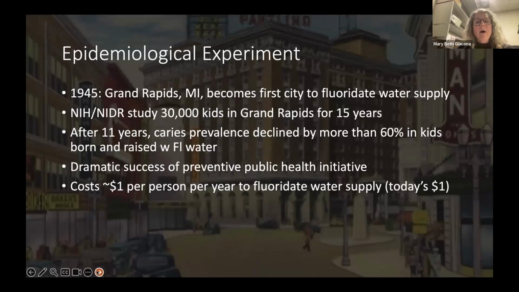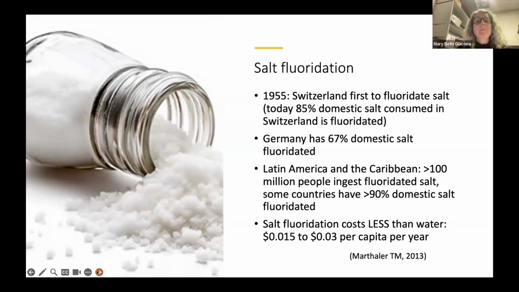And as a side note, water fluoridation is not an expensive thing to do. In today's money, it's about $1 per person per year to fluoridate a water supply. So there are parts of the world who wanted to get in on this dental benefit, but fluoridating water supplies was just not feasible for a variety of reasons. So they looked to fluoridate their salts, and salt fluoridation continues today, especially in parts of the Caribbean and Central America and in Europe. A lot of Western Europe does not have fluoridated water, but they do have fluoridated salt.